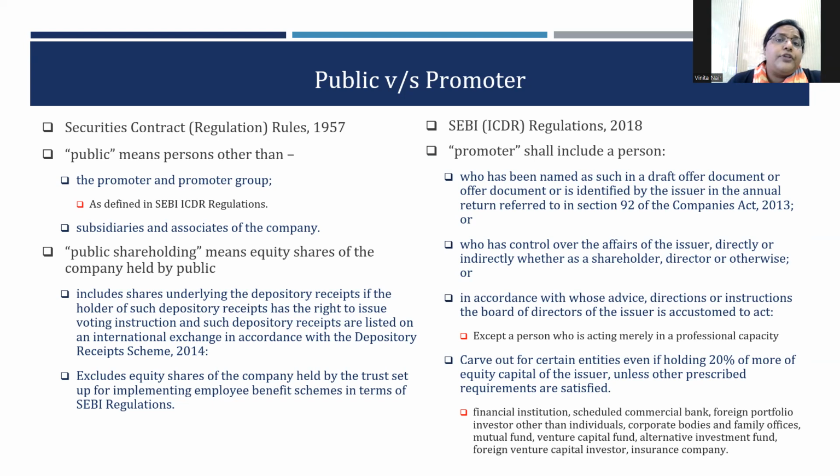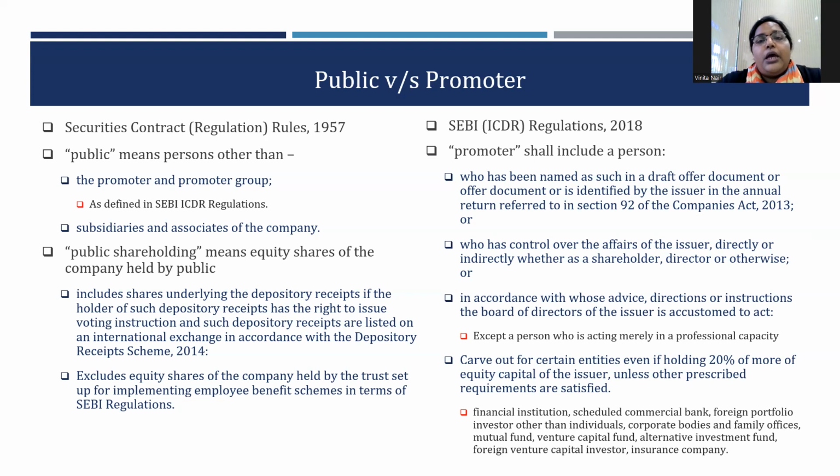Only if both of these conditions are fulfilled will the shares underlying the depository receipts be considered as part of public shareholding. Otherwise, this will form part of the non-promoter, non-public shareholding category. Now, where a company has an ESOP scheme which is being implemented through the trust route, the quantum of shares which are held by the trust pursuant to the ESOP scheme will not form part of the public shareholding.